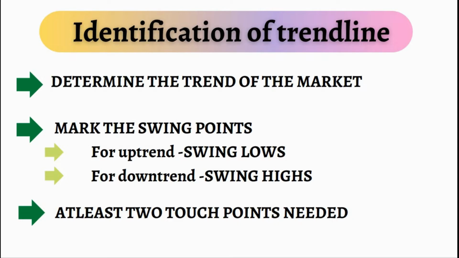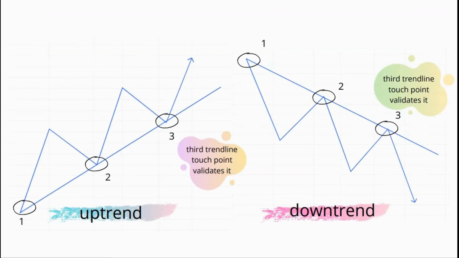Okay, see, this is the pictorial representation. In an uptrend we will connect the swing lows and extend it towards the upside, and the third touch will be a validation that yes, this is a very valid trend line in this uptrend. Similarly, for the downtrend, we will connect the swing highs and extend the line towards the downside, and whenever prices again touch this point and again fall, this will validate that yes, this is also a valid downward sloping trend line in a downtrend.